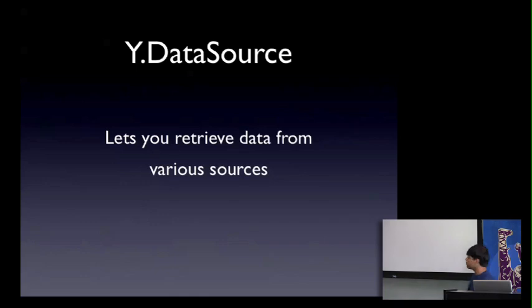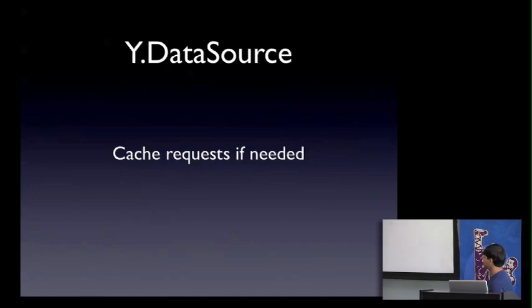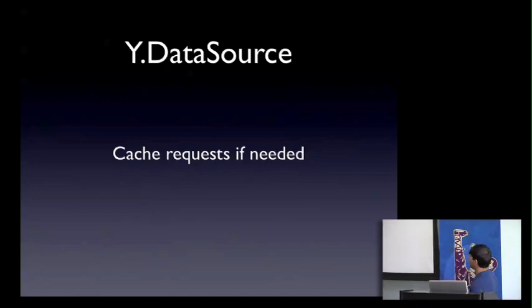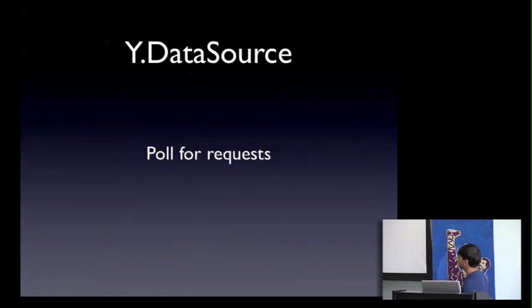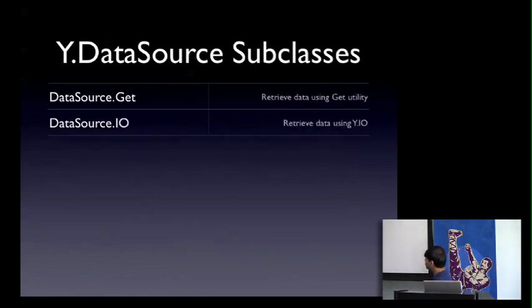It lets you retrieve data from various sources. Some of the benefits of using this: you can cache requests if you want, and you can actually do local caching or caching online, and you can poll for requests. So that's kind of useful. And we know YUI 3 is very modular.